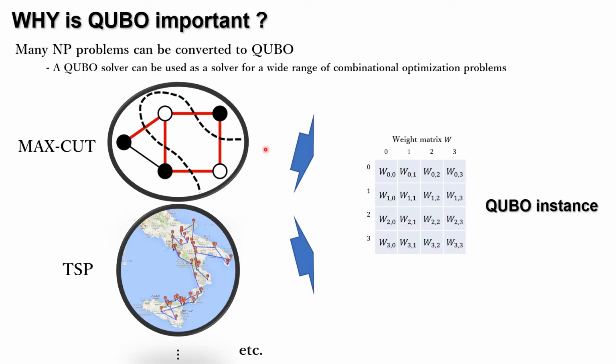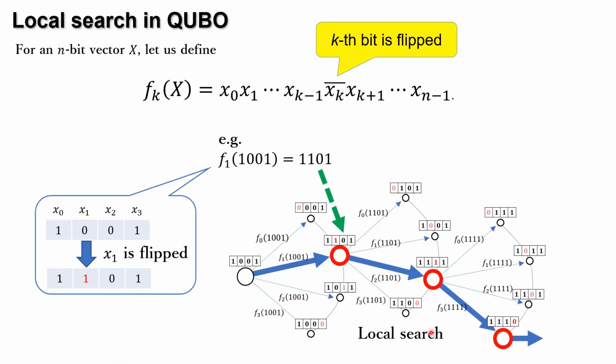So why is the QUBO problem important? Because many NP problems can be converted to QUBO, and a QUBO solver can be used as a solver for a wide range of combinational optimization problems. For example, maximum cut problems and traveling salesman problems can be mapped into the weight matrix.